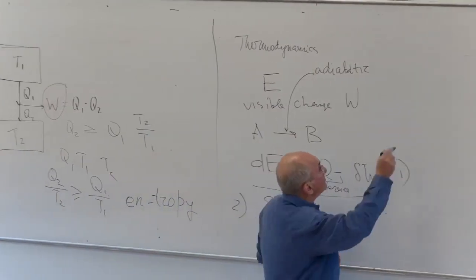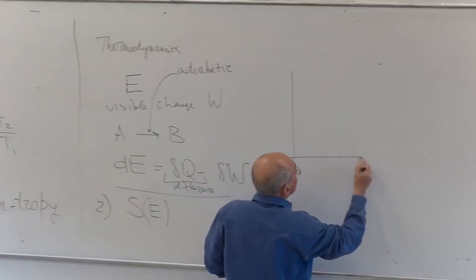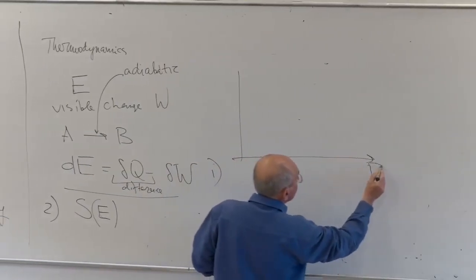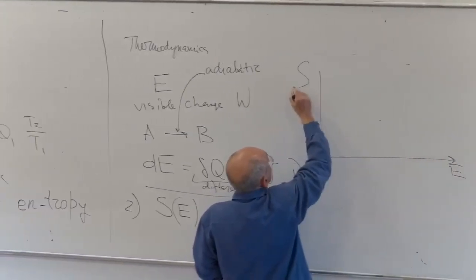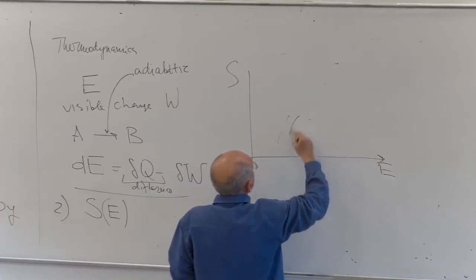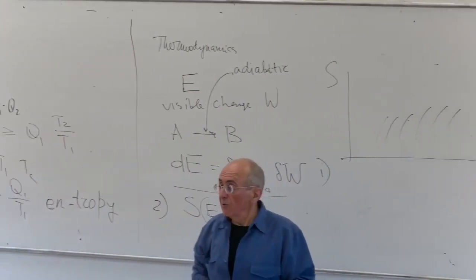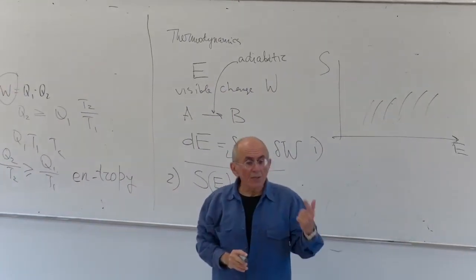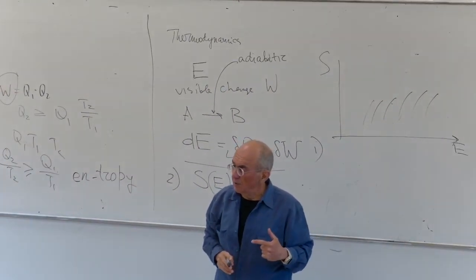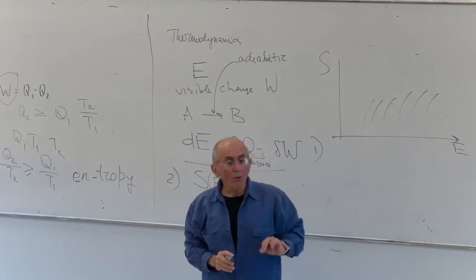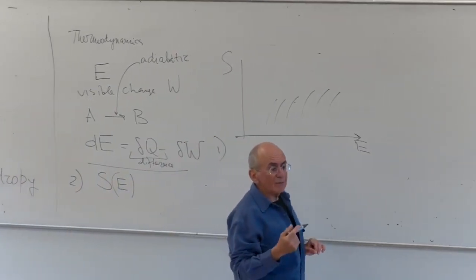What does it mean? It means that on the plane of energy and entropy, there are some states which are possible, and then there are some states which are impossible. And the line between them is an equilibrium line. Okay? Now, what do we expect from this line?